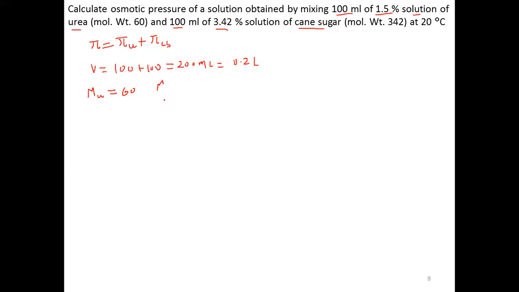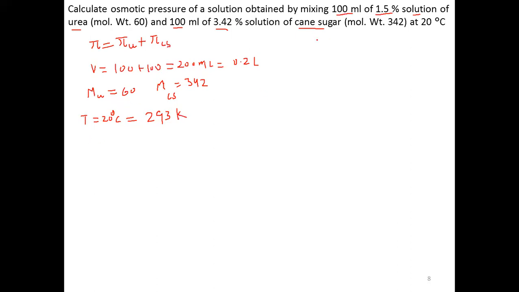Now the molecular weight of urea is 60. Similarly, the molecular weight of cane sugar is 342. Temperature is 20 degrees Celsius. We have to convert it into Kelvin. 20 degrees Celsius means 20 plus 273, which is 293 Kelvin.